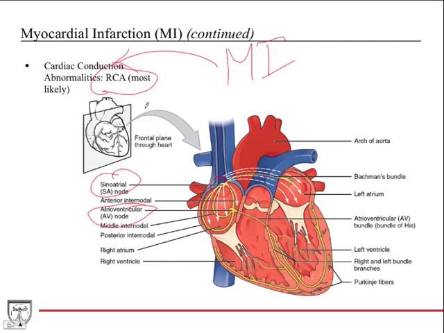Again, it's what's most likely. What is most people's anatomy? Most people's anatomy is that these two nodes are supplied by the right coronary artery. So if someone develops electrical conduction failure or abnormalities, it's most likely that the right coronary artery was affected.